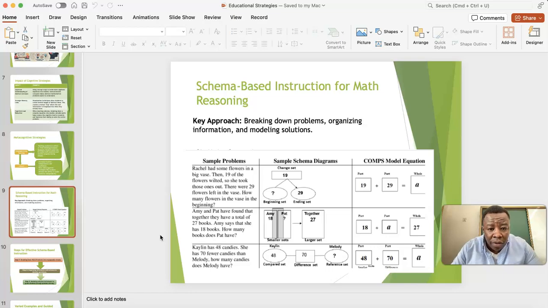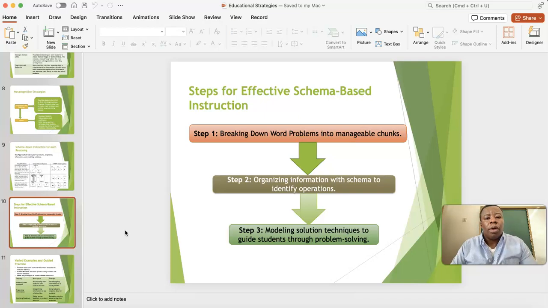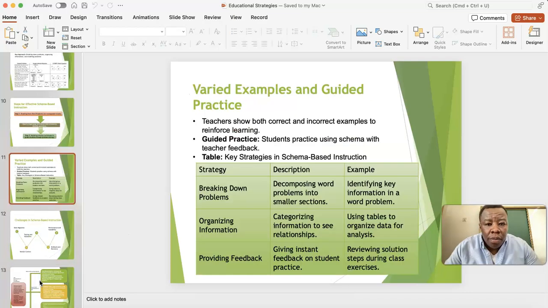Considering teaching a diverse group of learners, there's been a need to use schema-based instruction for mathematical reasoning. As such, some of the key approaches have been breaking down problems, organizing information, and modeling situations. So herein are steps for effective schema-based explicit instruction. You cannot go ahead mentioning schema-based instruction without mentioning guided practice. Guided practice plays a crucial role in schema-based instruction. In this case, teachers show both correct and incorrect examples to reinforce learning. In guided practice, students practice using schema with teacher feedback.